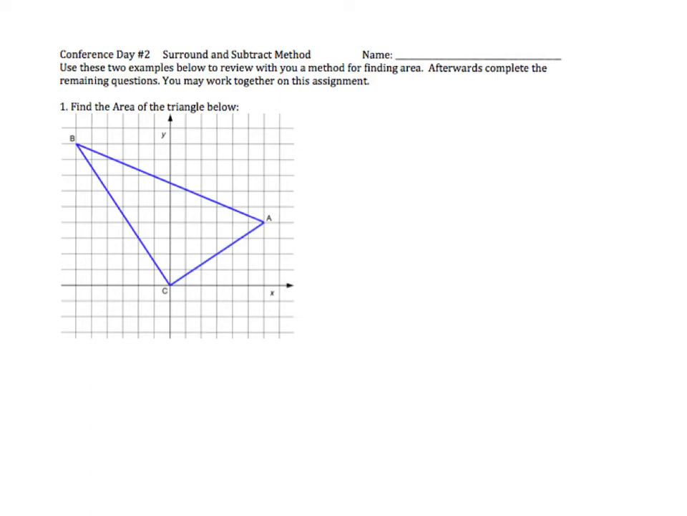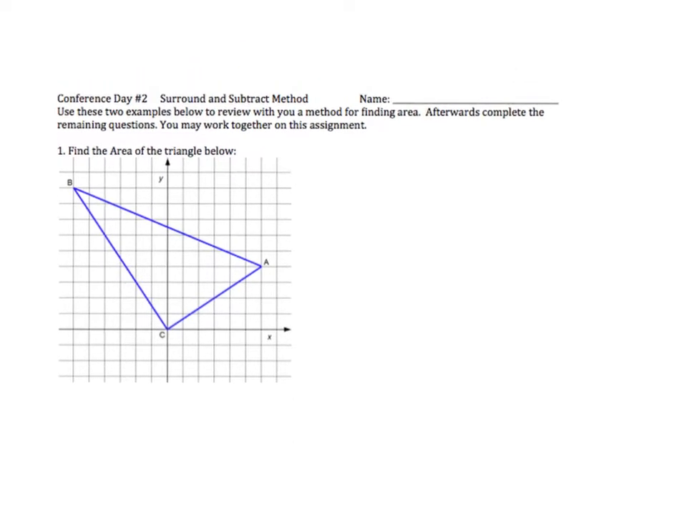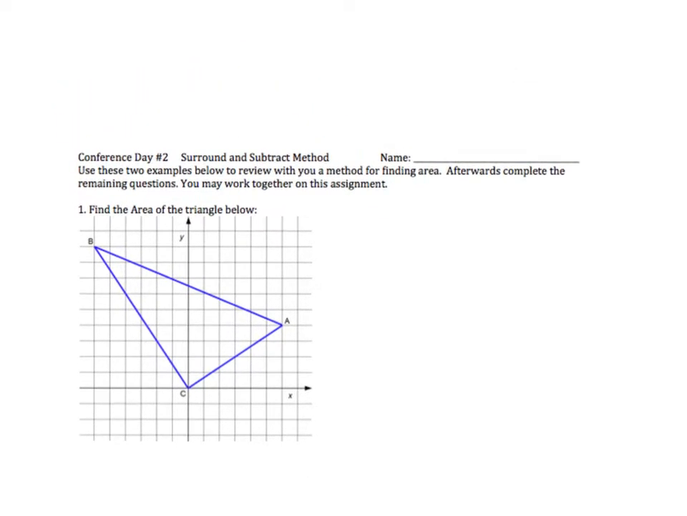Here's a walkthrough on how to find the area and perimeter of polygons on a coordinate axis. For the very first question, it's asking us to find the area of a triangle. Now that can be done a couple different ways.